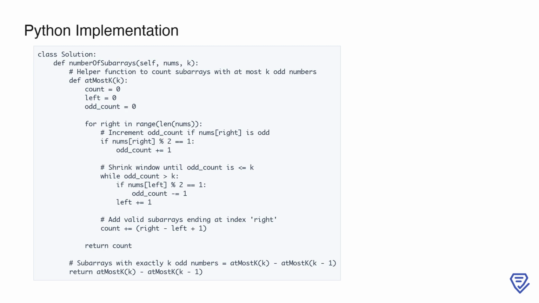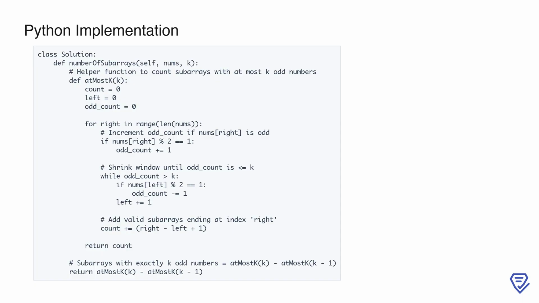The solution uses a sliding window approach to efficiently count the number of subarrays containing exactly k odd numbers. The key insight is to count subarrays with at most k odd numbers and at most k-1 odd numbers, then subtract the latter from the former to get the count for exactly k.